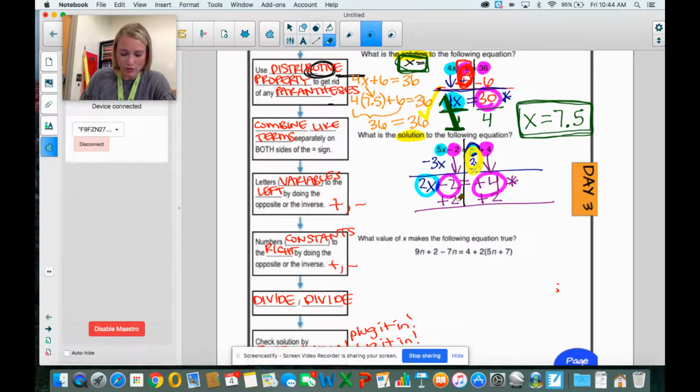-2 plus 2, you could check that in your calculator. It should give you a big fat 0. Those cancel out. And then I've got a +4 plus 2 equals a +6. And then I bring everything else down.